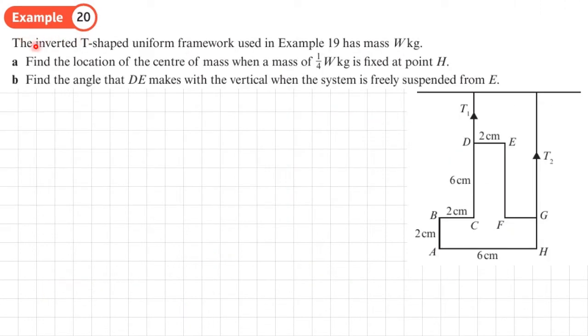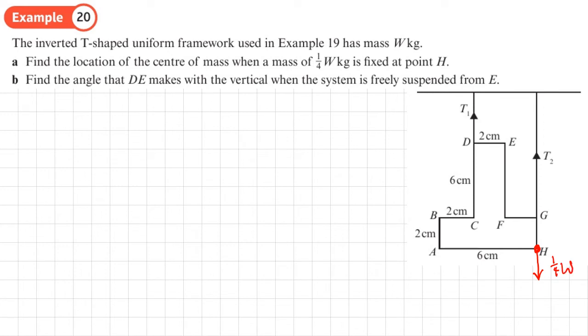Example 20. The inverted T-shaped uniform framework used in example 19 has mass W kg. So there's my uniform framework here from the previous example. And in part A, we need to find the location of the center of mass when a mass of a quarter W is fixed at a point H. So I've now got another mass here that has a mass of a quarter W.